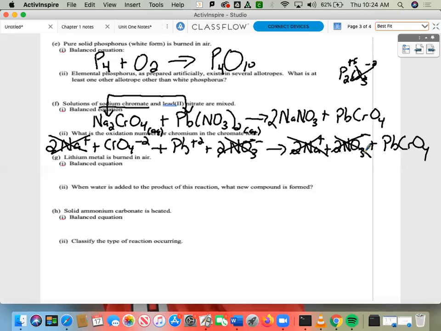Oxidation number of chromium in chromate. Is that what it says? Yeah. So CrO4 minus 2. Well, we know oxygen has what charge? Minus 2, right? So chromium, I don't know, plus I have 4 oxygens, and the overall charge must be a -2. And that should give me the charge of just the chromium.